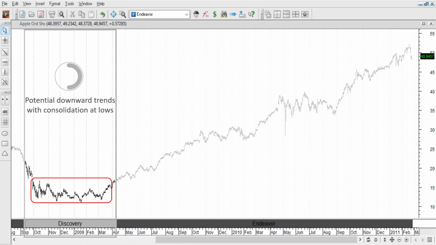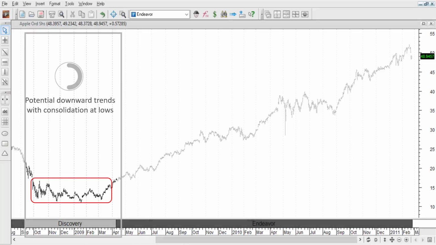You've no doubt heard the phrase, buy low, sell high. Well, now you'll be able to tell if a stock is so low that you should just stay away from it altogether. Here, I'll show you some examples of downward movements that it will be impossible for you to get stuck in if you use the Discovery classification.